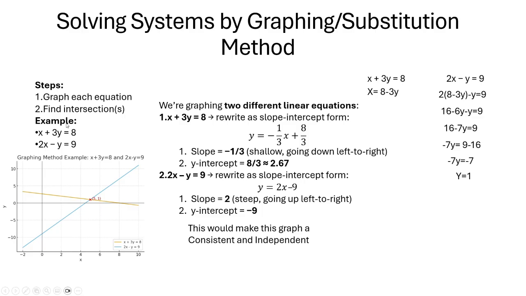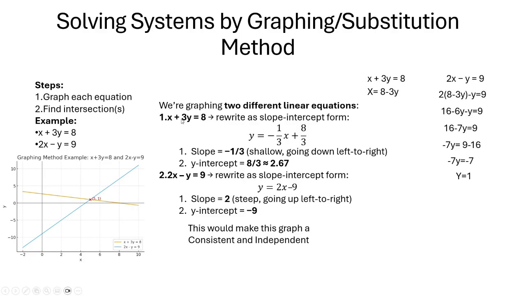So our example will be x plus 3y equals 8 and 2x minus y equals 9. We're going to find the slope, which basically means where our lines are heading, in what direction, and whether it's consistent, dependent, or no solution. We're graphing two different linear equations, so we're going to take equation 1 for example. Oh, this is 1 and this is 2, I'm sorry.